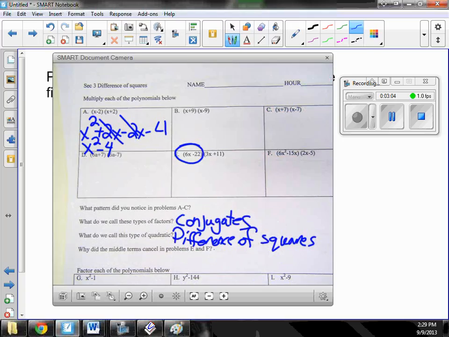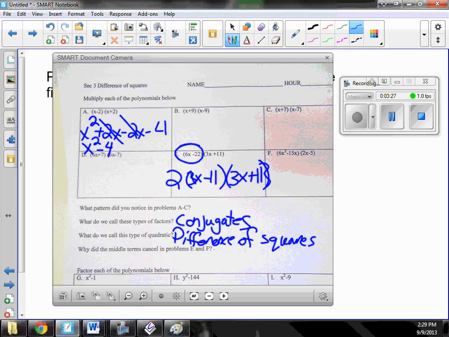Okay. What do you notice about that first factor? Can I factor anything out of that? A 2. And if I pull out a 2, I get 2 times 3x minus 11, which is a conjugate to 3x plus 11. Whoa. That's a Chasely parenthesis, the one that's got the moves. I think in honor of Chasely, we'll use those for the rest of the day.